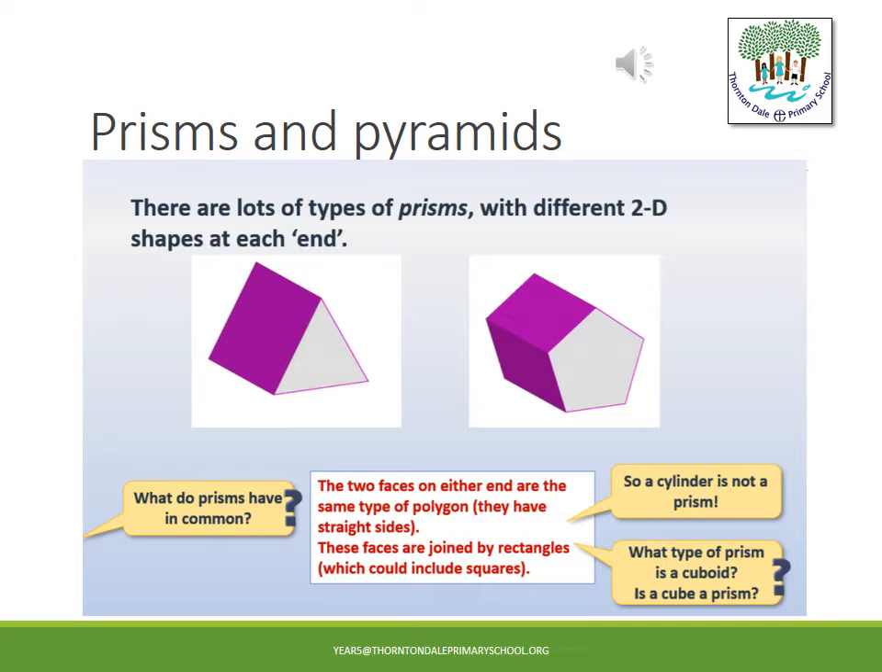So a cylinder is not a prism because it has circular ends, and they have to have straight sides for it to be a polygon. What type of prism is a cuboid? Is a cube a prism? Well, they are both prisms, because a cuboid has rectangles on each end and a cube has squares, and they're both polygons. Rectangles and squares are polygons. So cuboids and cubes are both special types of prisms.